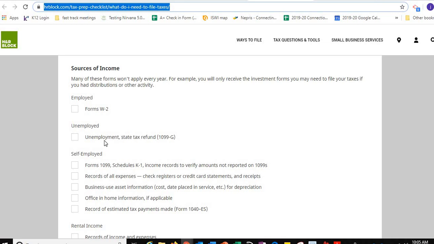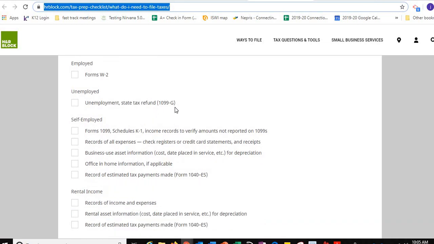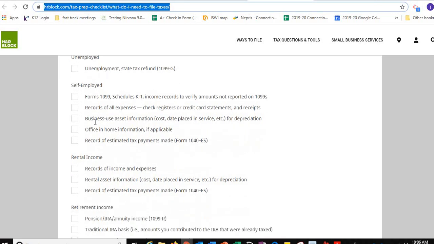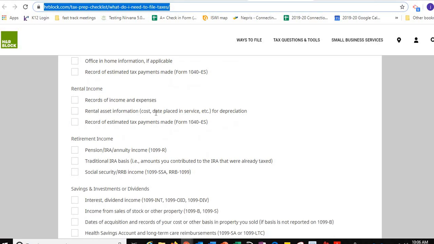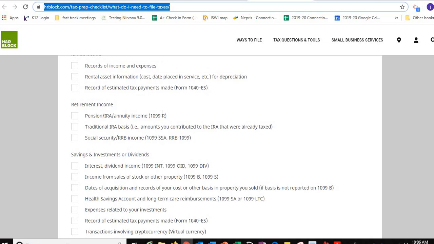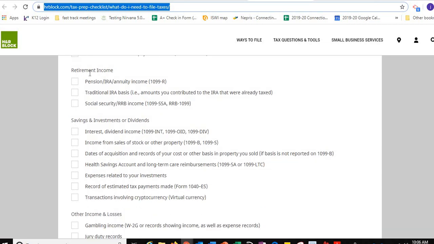So if you were on unemployment, then you would have gotten a form stating that you earned some unemployment money. If you are running your own business, you're going to have some information that you need to have kept. For example, a record of all your expenses. So that's something that you need to be keeping track of on your own if you're running your own business. If you're renting out a place, you've got information about the money that you made on that rental. If you have a retirement account and you're getting money out of that account, then you will get a form that shows this is the money that you received.